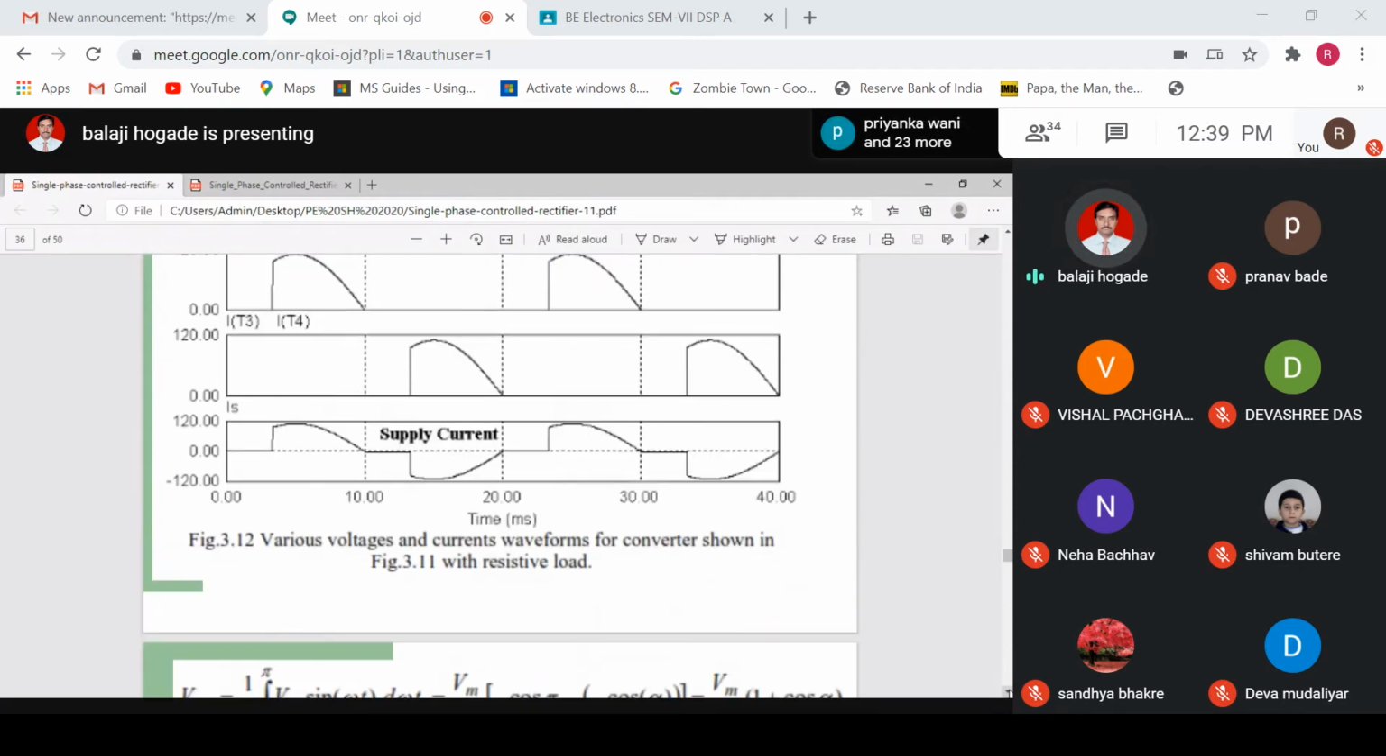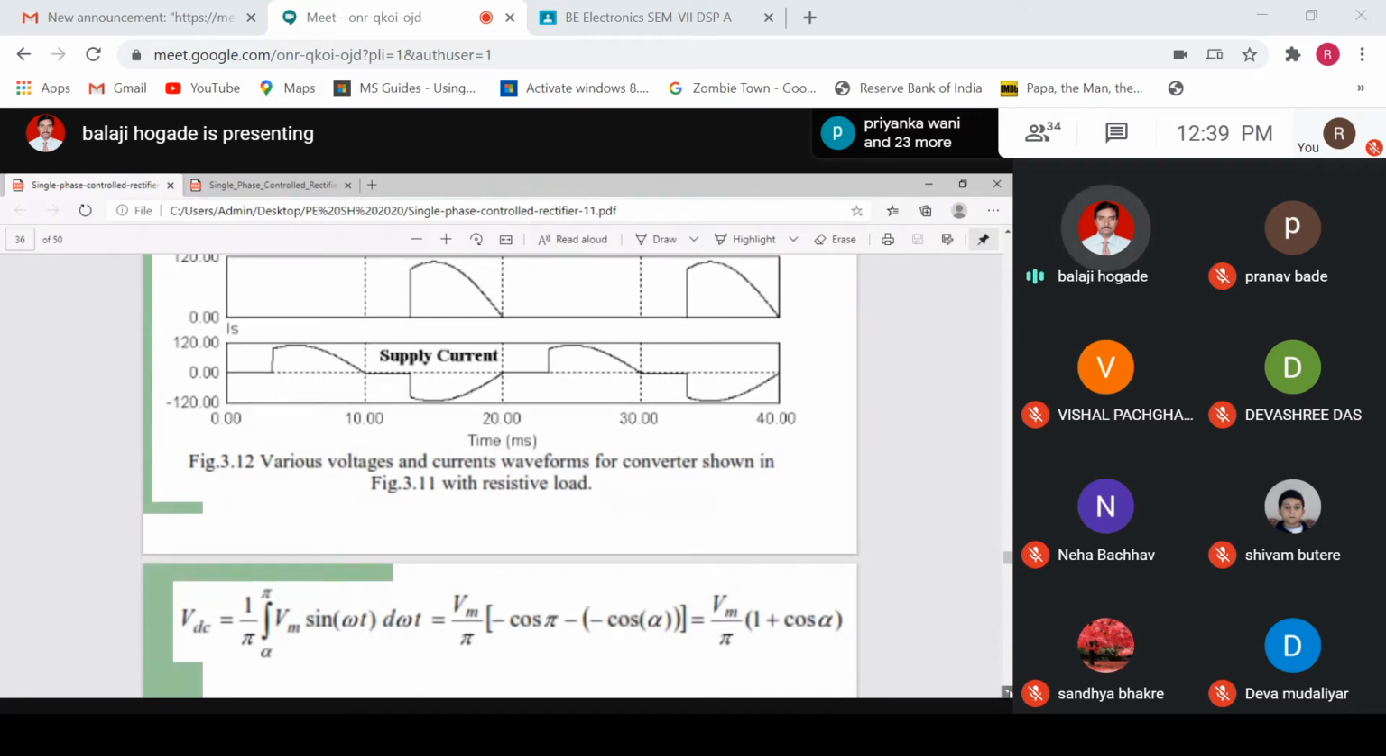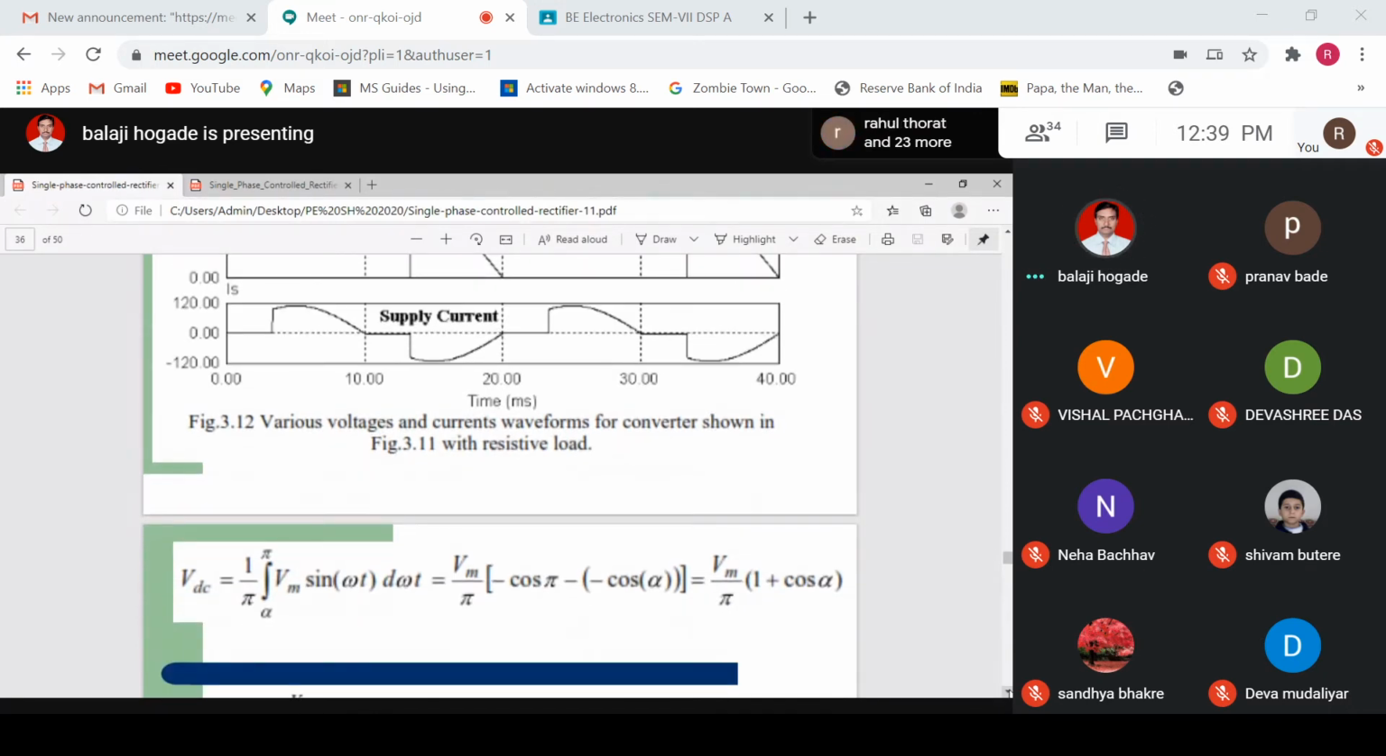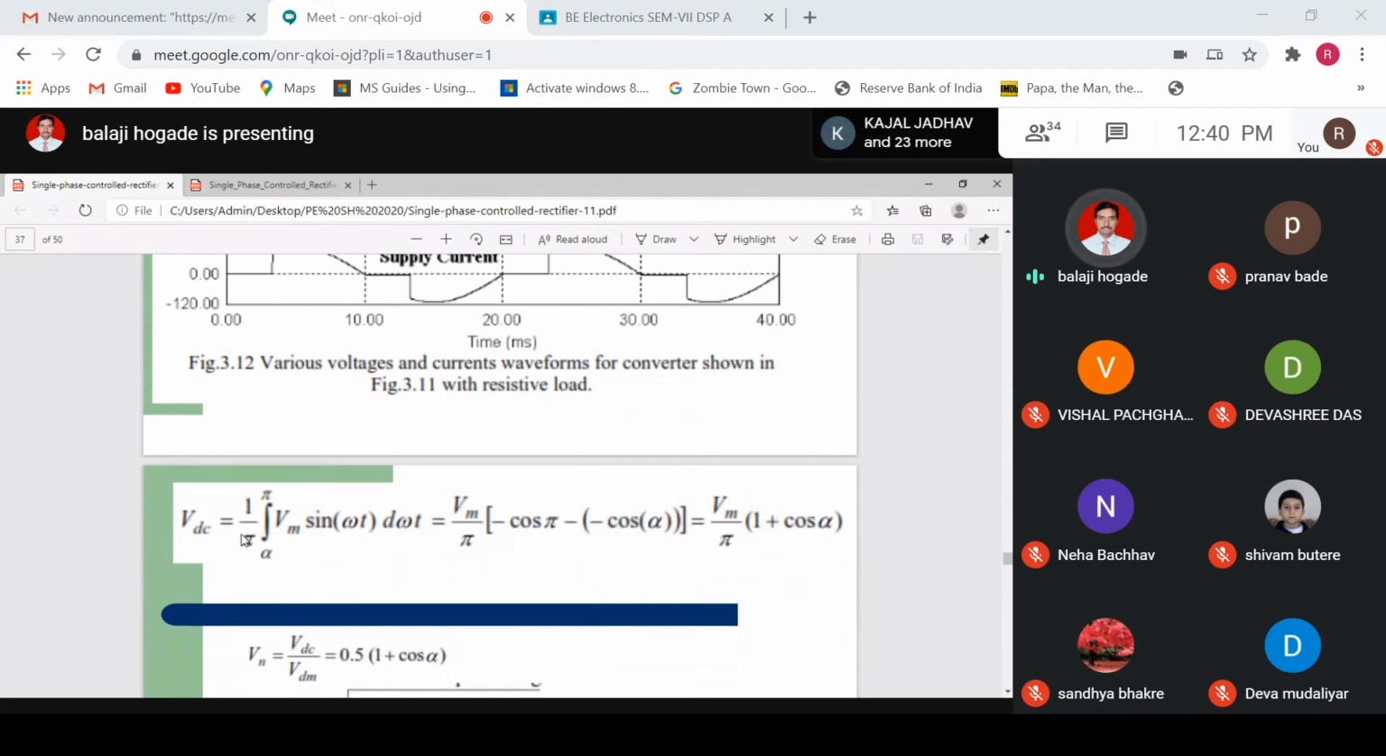You should note down this output voltage equation, otherwise you will get confused. There are so many controlled rectifier circuits. There are various loads, various configurations: single phase, three phase, half wave, full wave, R load, RL load, freewheeling diode. So many things are there. For every configuration, you need to have the output voltage equation formula. So please remember all these formulas for different configurations and how they are derived.